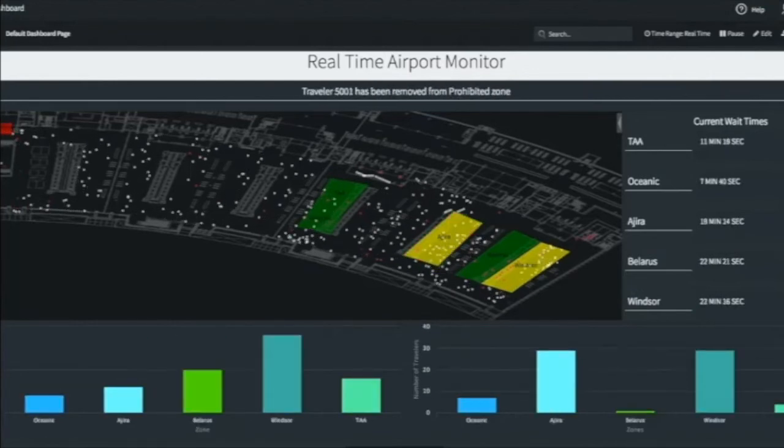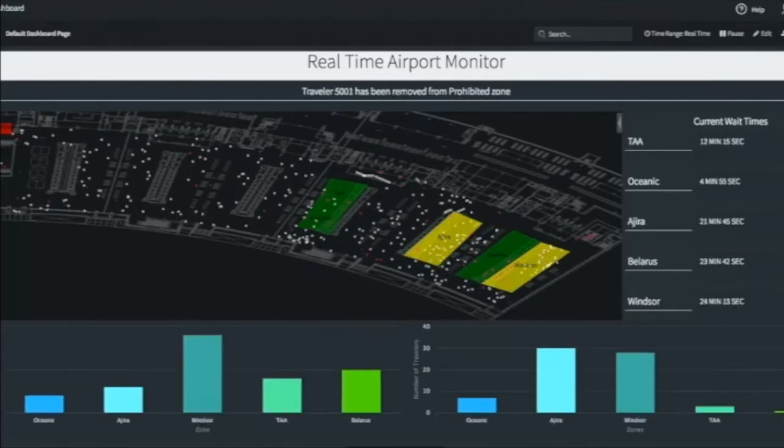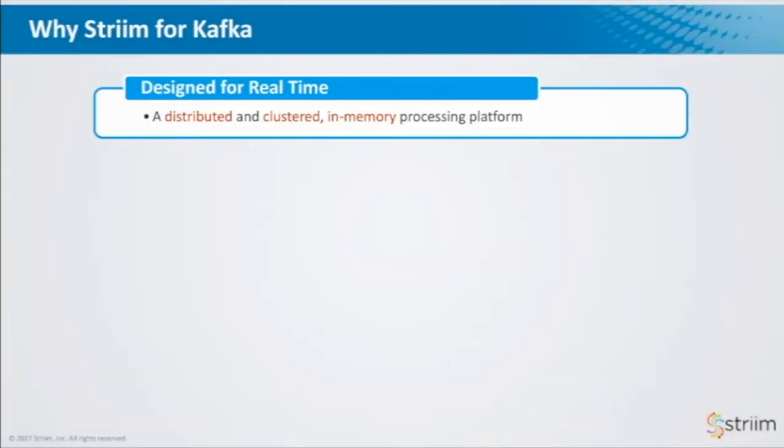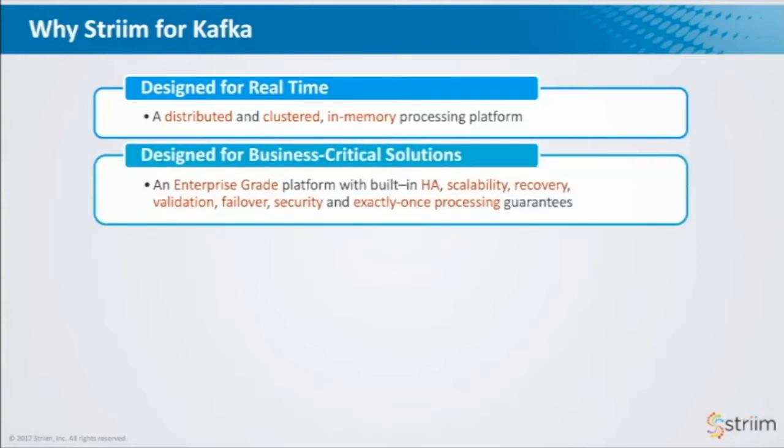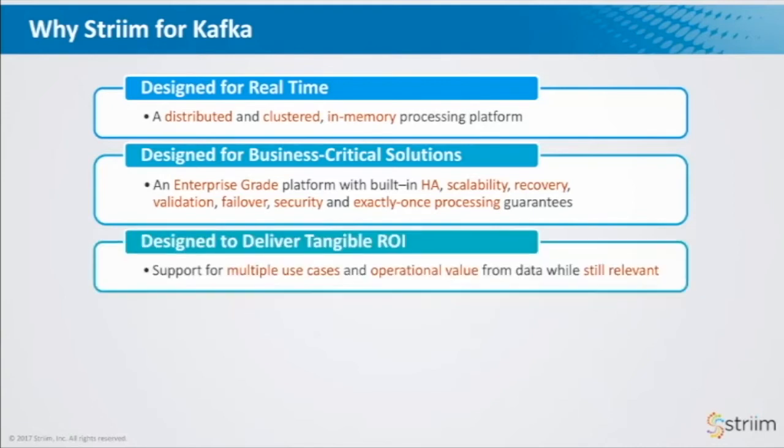So that's a very quick demo of some of the things that you can do and how easy it is to work with Kafka. If you want to know why you want to use Stream for Kafka, it's because we were designed for real-time data and for business-critical real-time data as a distributed clustered in-memory platform that has HA scalability, exactly once processing guarantees built into it. It's designed out of the box for working with Kafka data.